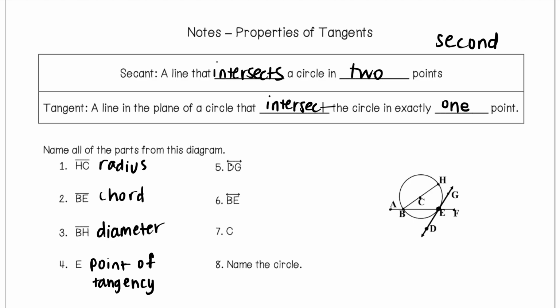Then the line DG, notice this has the 2 arrows on top of it. So DG, we can see that only touches the circle 1 time, so that's going to be a tangent line. Whereas the line BE, we can see it's touching the circle twice, which makes that a secant line. The point C is the center of our circle. And when we name a circle, we name it by its center. So we use this center circle symbol with the letter C to name the center of the circle, so it's called circle C.